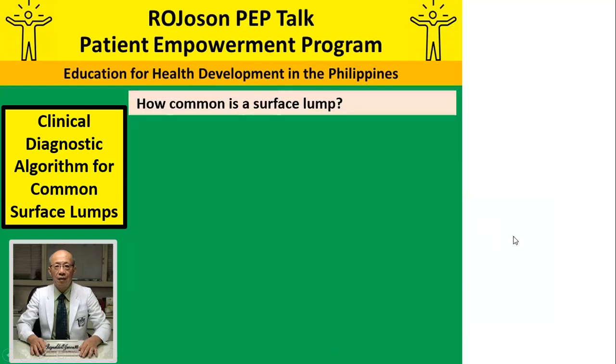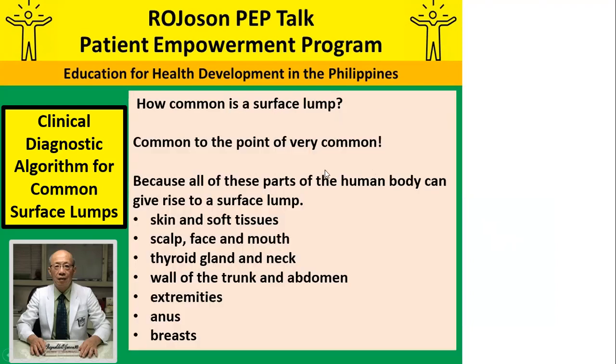So, how common is the surface lumps? So, with the examples that I gave you, you can imagine that it is very common to the point that we can say it is very common. So probably I can say that in the whole lifetime of a person, siguradong may experience siya na kahit na, at least isang episode ng surface lumps. Okay? So that's why it's very important to know how to handle surface lumps. It's very common because all these parts of the human body, which practically cover the whole areas of the body, okay, can give rise to a surface lumps. Okay. Skin and soft tissue, scalp, face and mouth, thyroid sa neck, and then wall of the trunk and abdomen, extremities, anus, breast. Practically, lahat ng area sa katawan pwedeng yung mga nakikita na on the surface, pwedeng tamaan ng bukol.